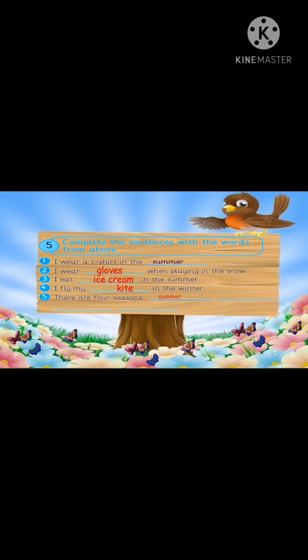Amazing, grade 2. There are 4 seasons. Can you write them down, grade 2? Summer, winter, autumn, and spring. When you finish grade 2, check your answers that you write it correctly. And check your spellings also.